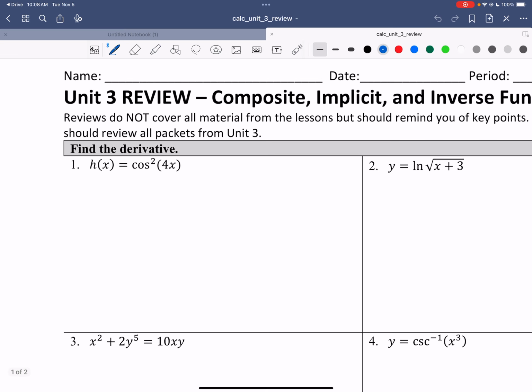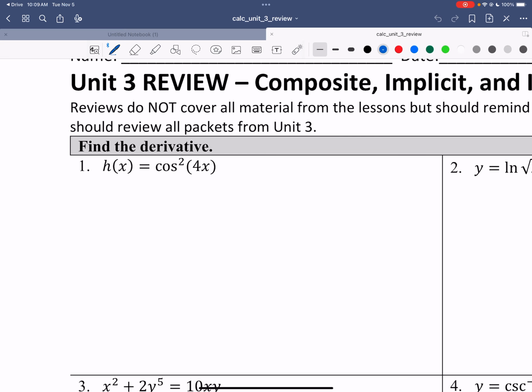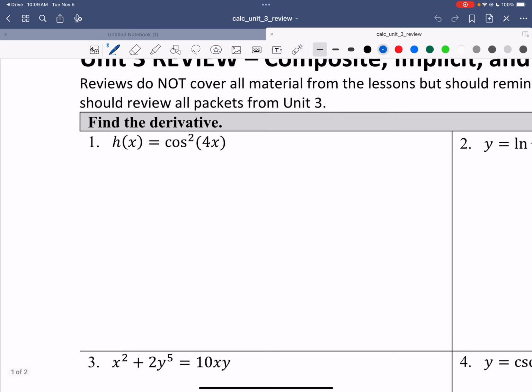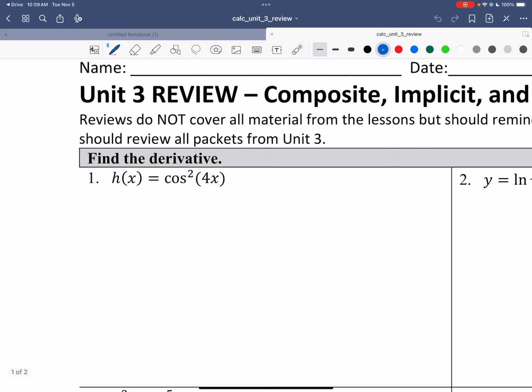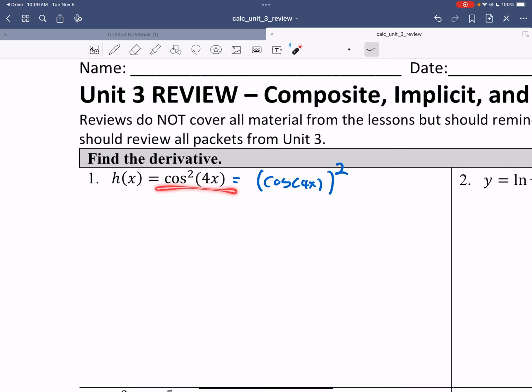This one says find the derivative, right? So we have h of x, and looks like this one is going to be the chain rule because we have a squared here, okay? So remember, this is the same thing as cosine of 4x, entire thing, squared. It's the same thing, okay? So if you're not used to this one, just think about this.